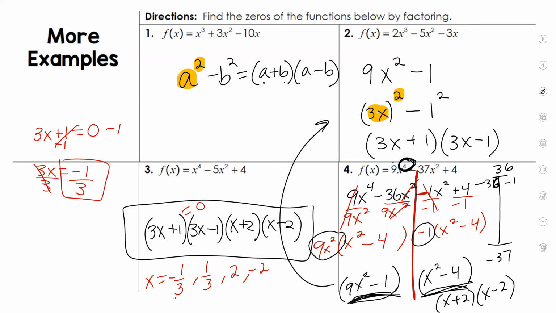Set this one equal to 0 and solve. That's this one right here. Set this one equal to 0 and solve. That's this one right here. Okay? So I'm going to leave this on the board for you.